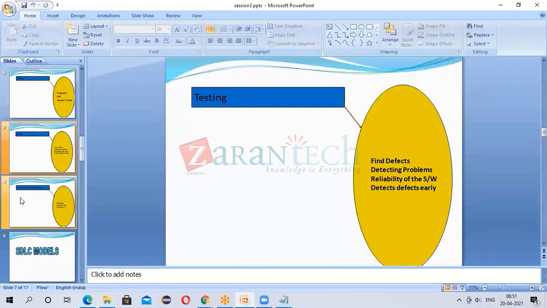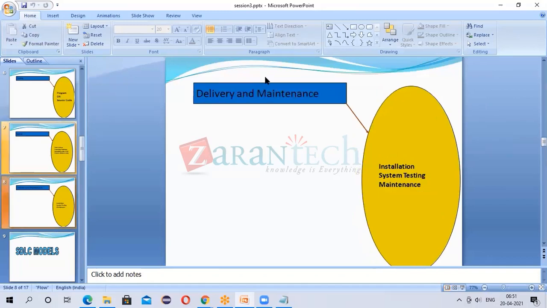So the last and foremost one, maintenance. What is it? Delivery and maintenance. This is the last one.